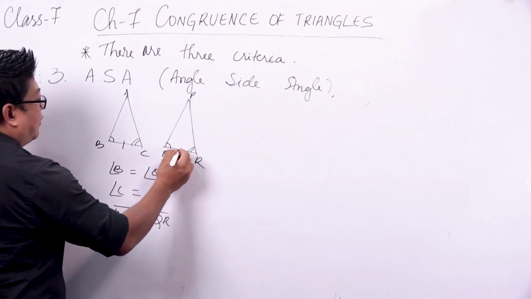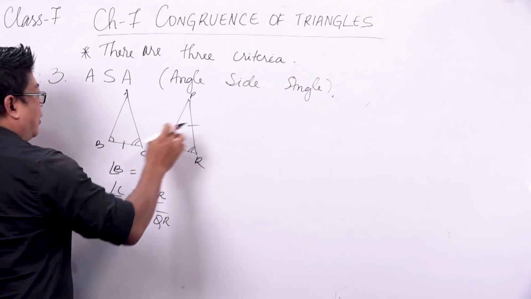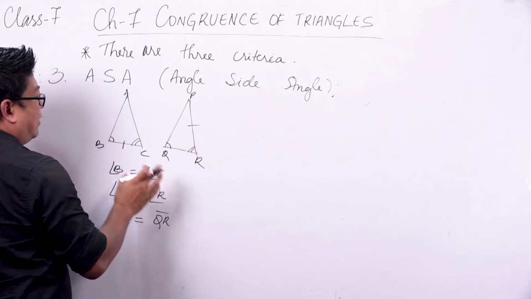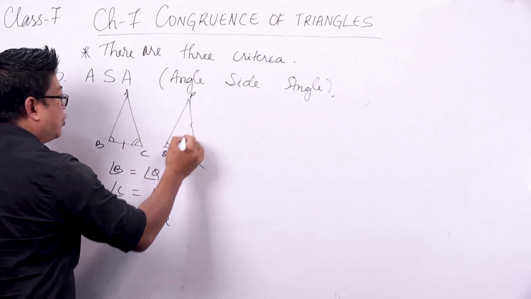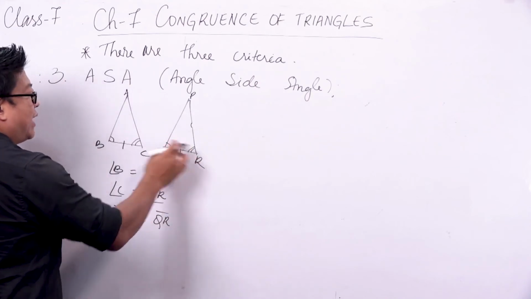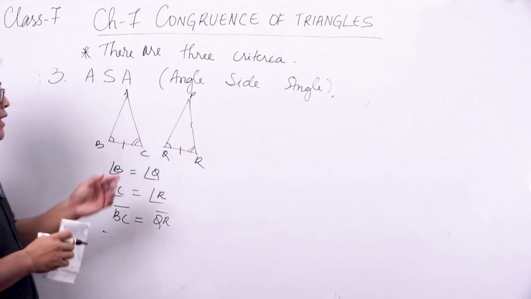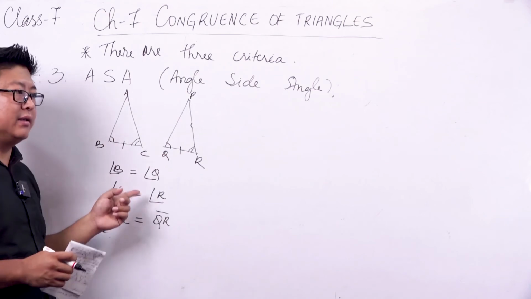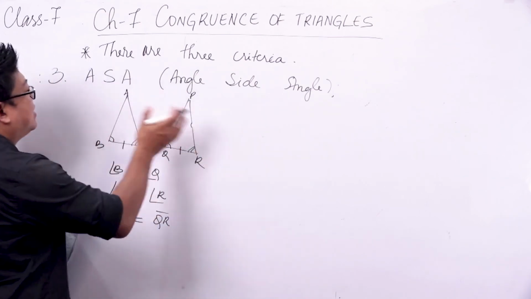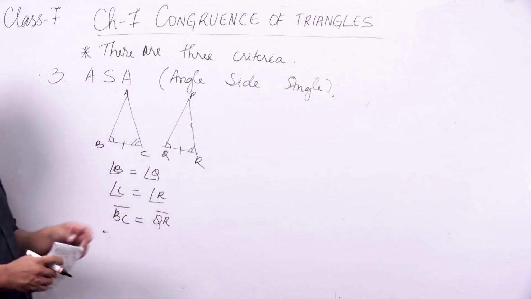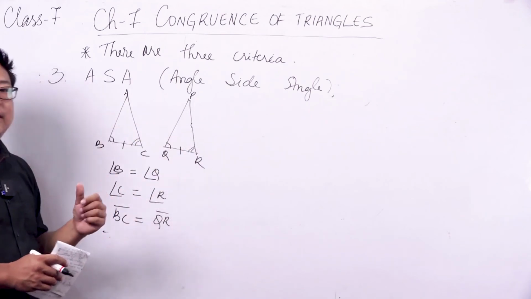If it's like this, if the equal line is different, then this criteria is not fulfilled. The same equal line should be with the same angles. All right, so this is the ASA criteria. If this is fulfilled, then you can see that these two triangles are congruent.